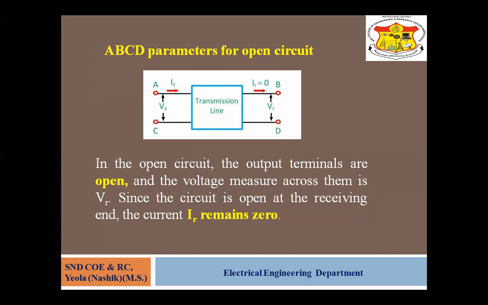ABCD parameters for the open circuit. Here, open circuit means the receiving end is an open terminal, so the current flowing through the receiving end is equal to 0. Only the receiving end voltage is there. So in open circuit, the output terminals are open and the voltage remains across them, which is VR. Since the circuit is open at the receiving end, the current IR remains 0.